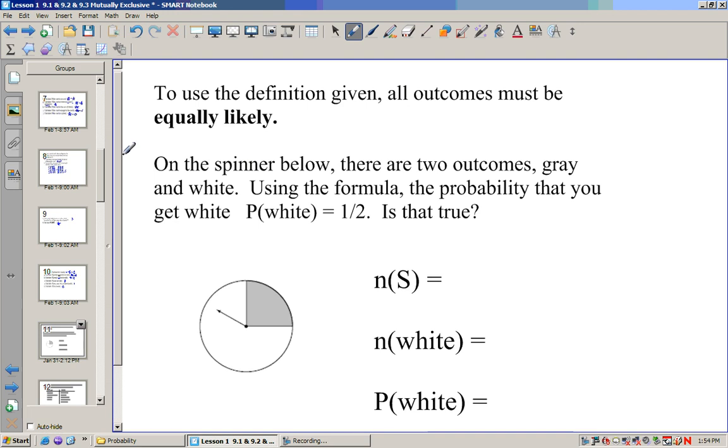Now to use the definition, all outcomes must be equally likely. On the spinner below, there are 2 outcomes, gray and white. Using the formula, the probability that you get white is 1/2. Is that true? Hopefully everybody says no, that's not true. Let's think about how we can number this. We could say the entire sample size is 360 degrees. Or since this divides up evenly, we could divide this into 4 chunks and say that the sample size is 4. If the sample size was 360 degrees, then the white would be 270 degrees. If it was 4, dividing into 4 sections, then 3 of them would be white. So in either case, the probability of being white is 270 over 360, which is 3/4.